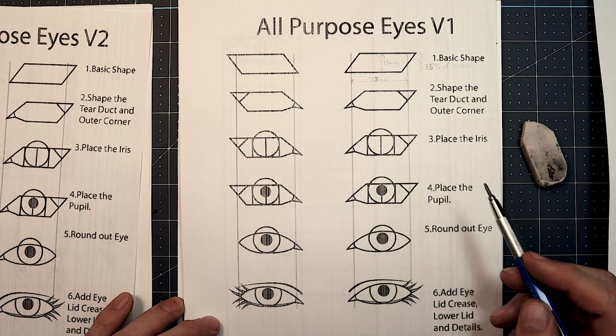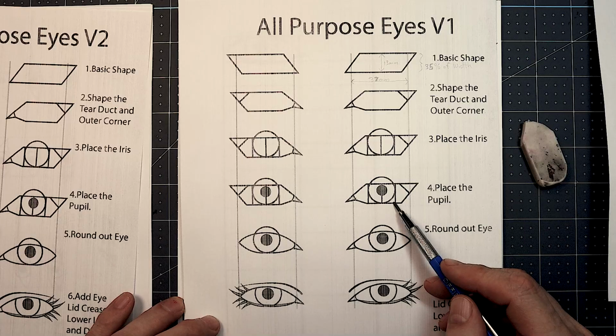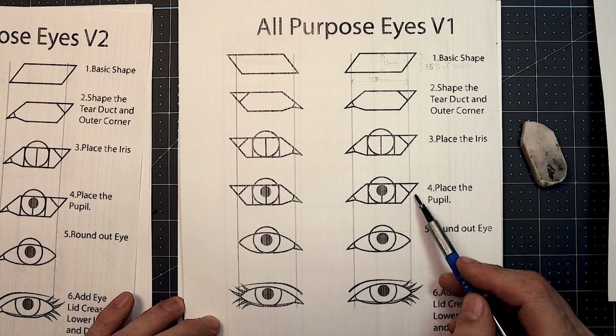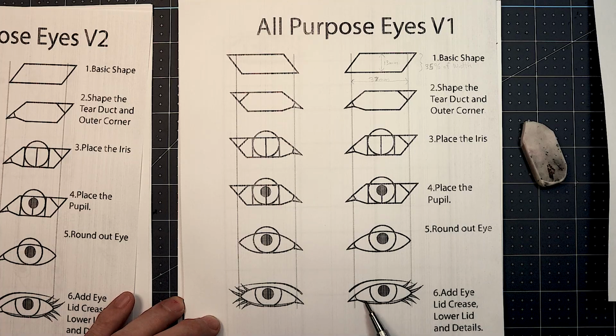Then we'll place the pupil, and then we can round out the eye if we want to make it a little more realistic. I've seen a lot of eyes where people have just drawn them in a rectangular polygonal way, but I like to round them out generally. So we round out the eye, then add the eyelid crease, the little plane here on the bottom of the lid, and some eyelashes for details. So this is what we're going to use.